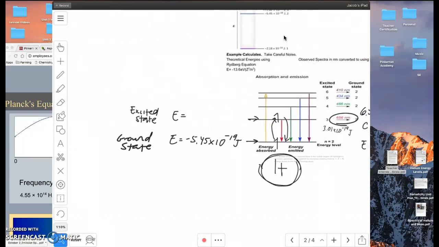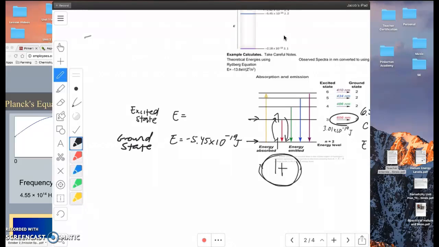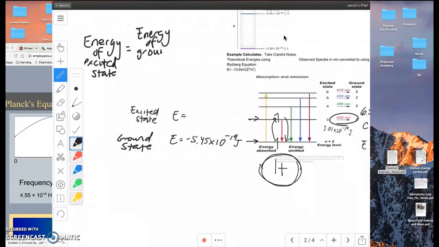I'll write it out in words so you can understand it easier. All you're going to write is the energy of this excited state is going to be equal to the energy of the ground state minus the energy of the light emitted. All right, so it's just subtraction.